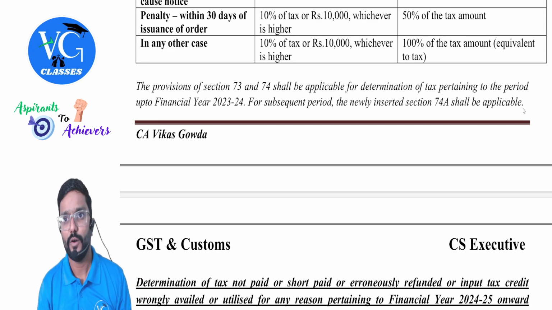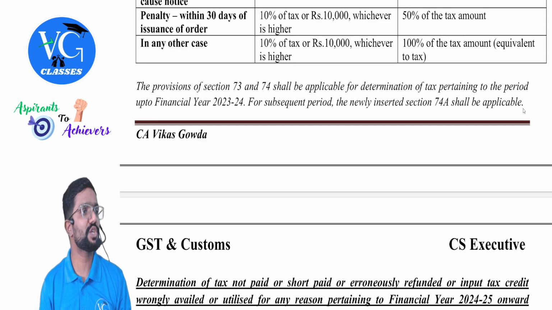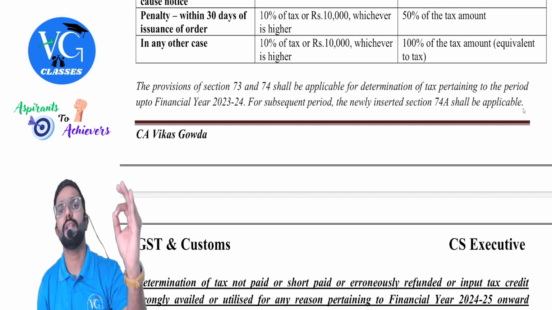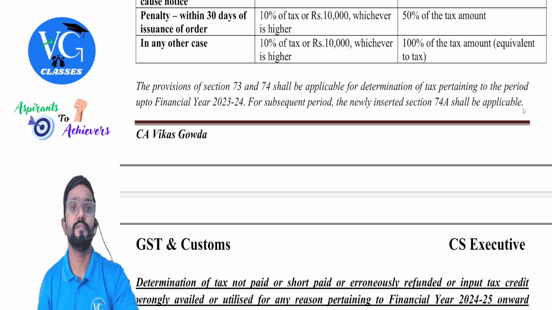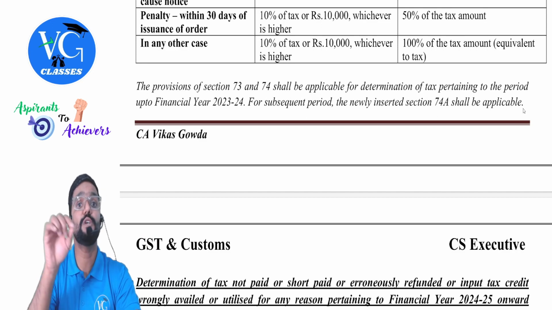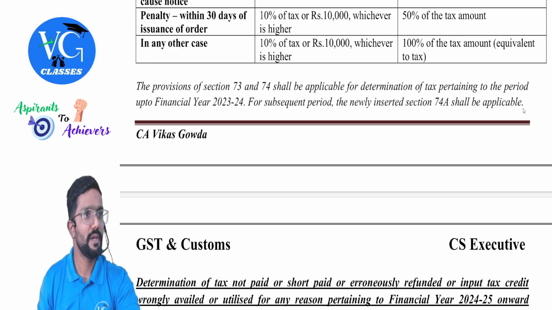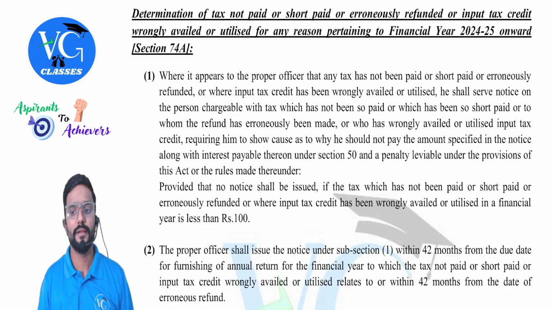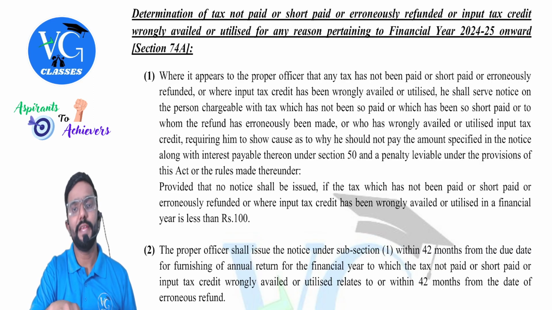74A. Okay, now they have consolidated both the sections and made one single section from financial year. Which financial year, guys? From 24-25 and onwards. And onwards. 74A, guys.